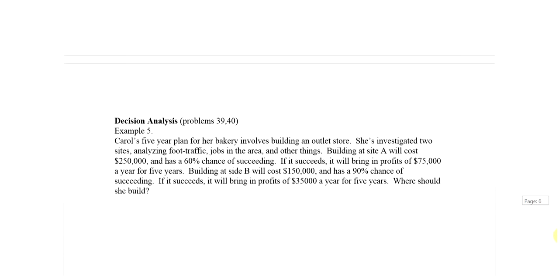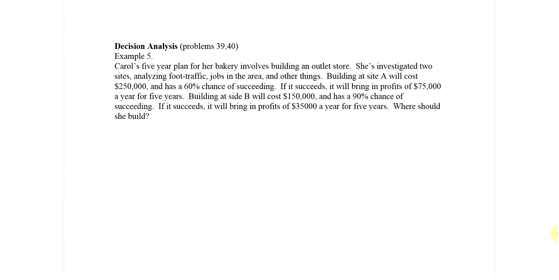Okay. Finally, decision analysis, problems 39 and 40. So, Carol owns a bakery, and she's got a 5-year plan for a bakery. She wants to build an outlet store. And there are 2 sites. She analyzes foot traffic, jobs in the area. You know, are there jobs that are open early in the morning so that people are interested in buying donuts or something on the way home or on the way into work? Are they interested in buying a cake on the way home?